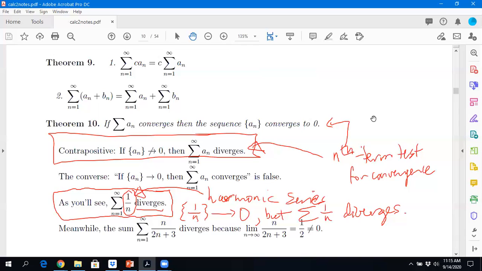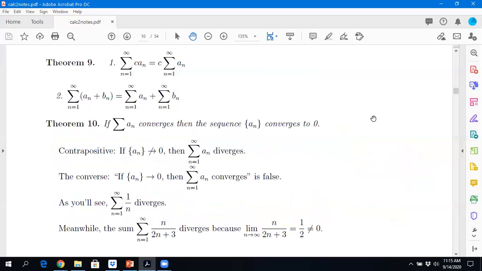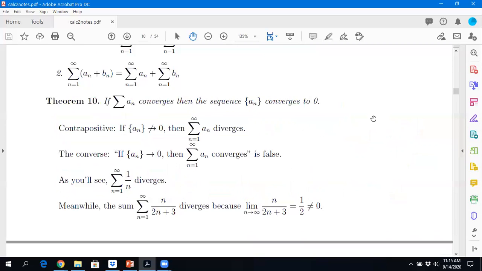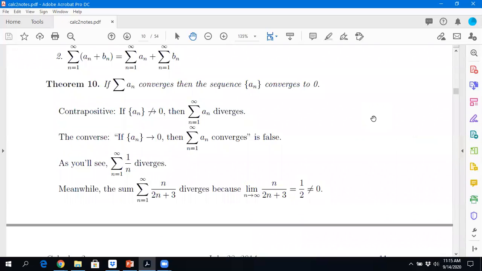Please, questions. Okay, so let's talk about this series right here. Look at this: the sum, n going from 1 to infinity, of n over 2n plus 3.